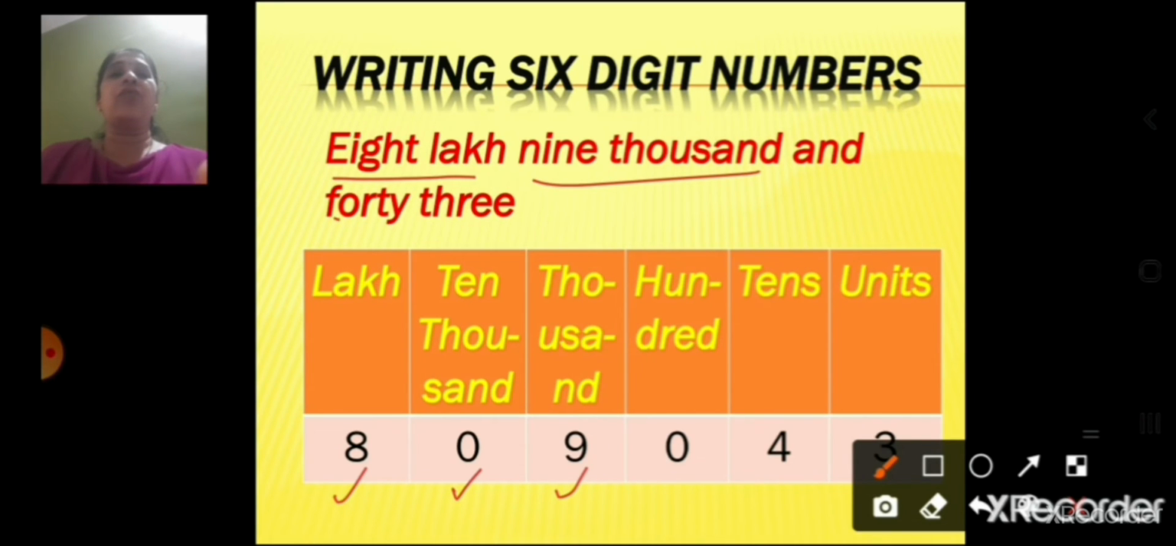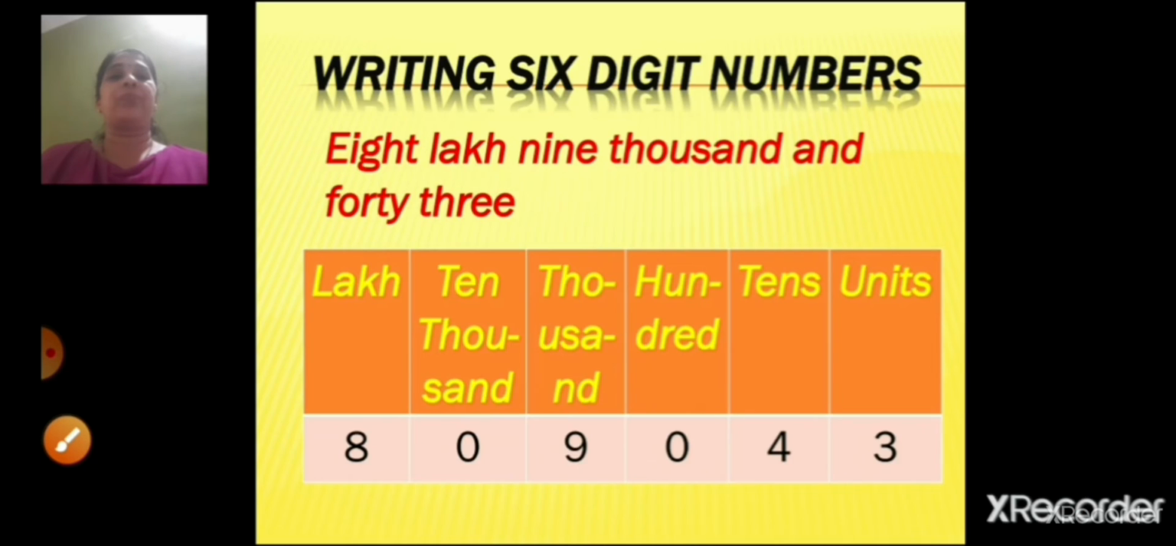Next is 43. So again there is nothing written for 100, so 100 will be written as 0. So 43 means 4 will come in the tens place and 3 will come in the units place, right? So this is the way you will write the 6-digit number.